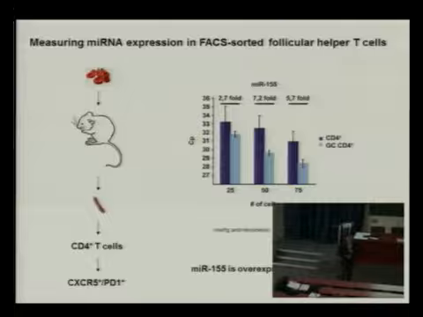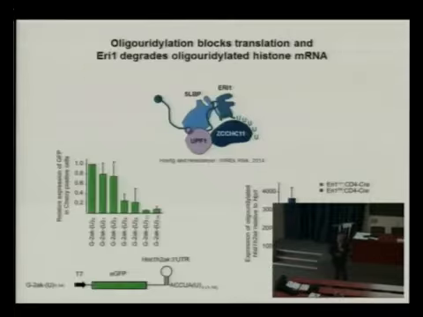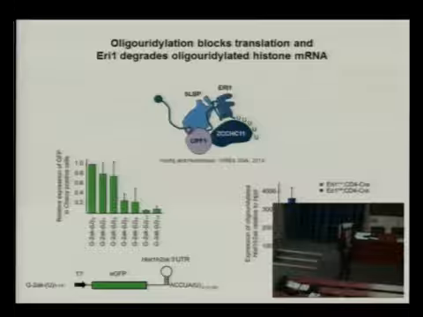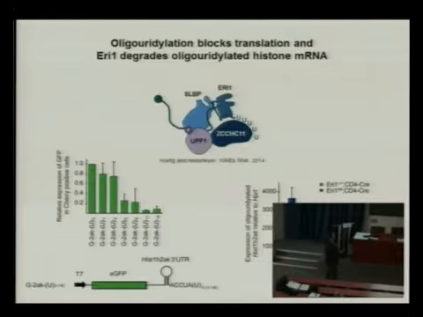ARI1 was discovered a second time, as one of very few molecules that are bound to histone stem loops. Histone mRNAs are very different from all other RNAs because they don't have a poly-A tail. They have a stem loop to protect them from degradation. The stem loop binding protein is bound to the stem loop and ARI1, and it was not known why this is the case.